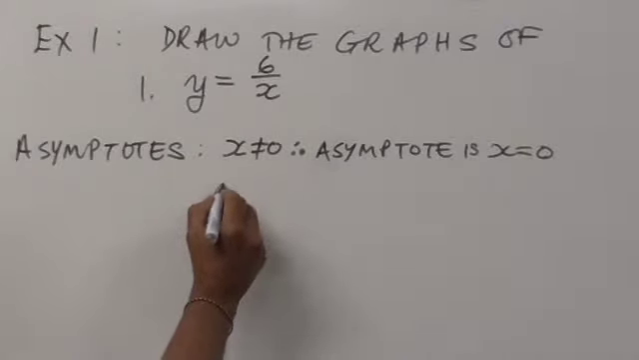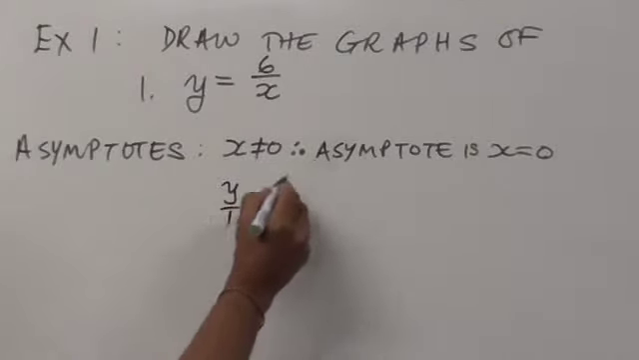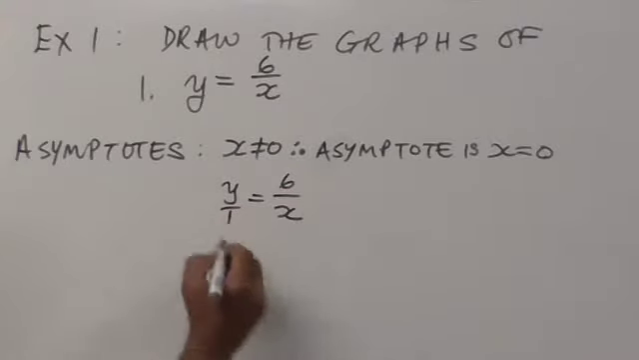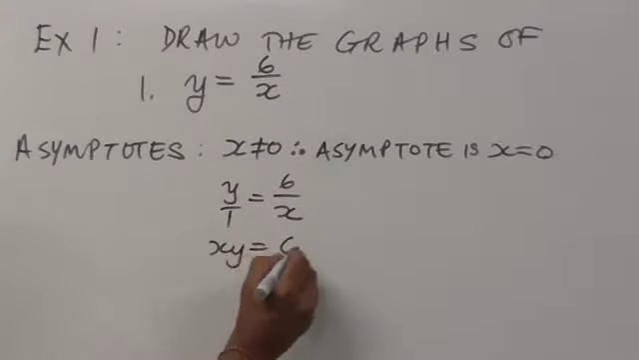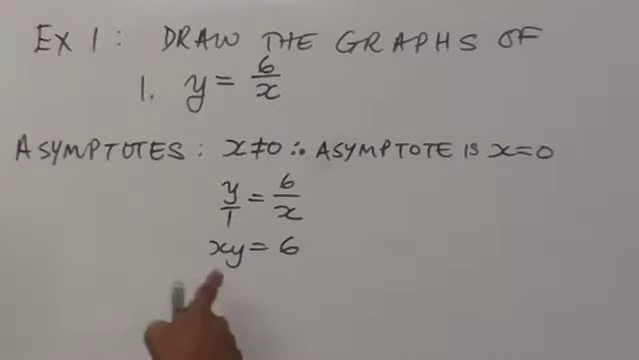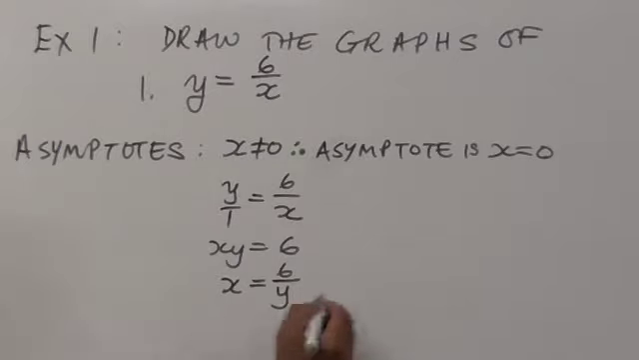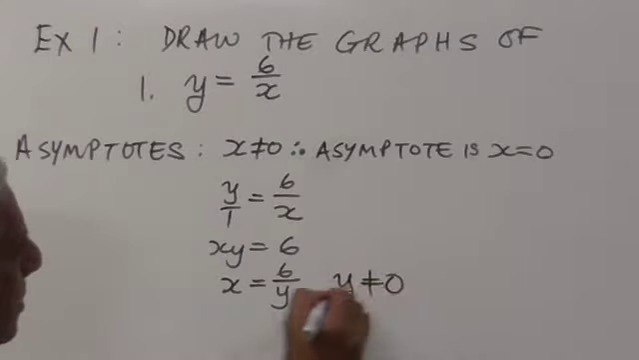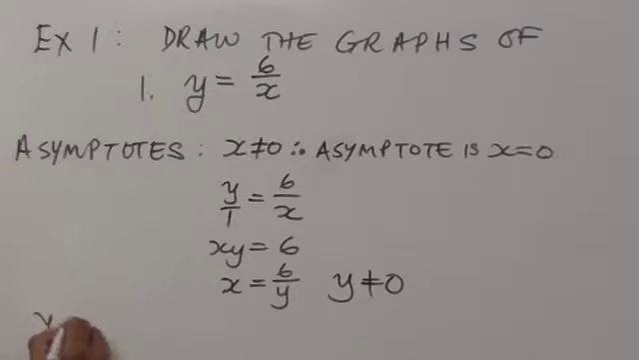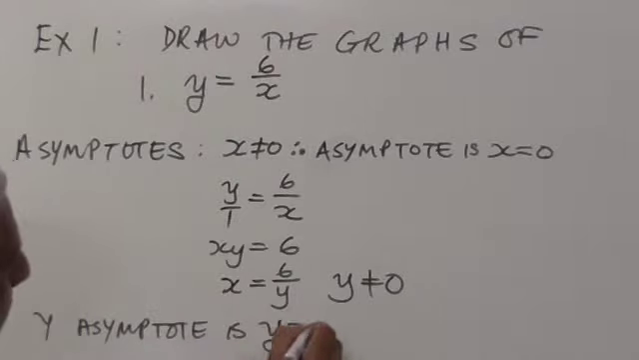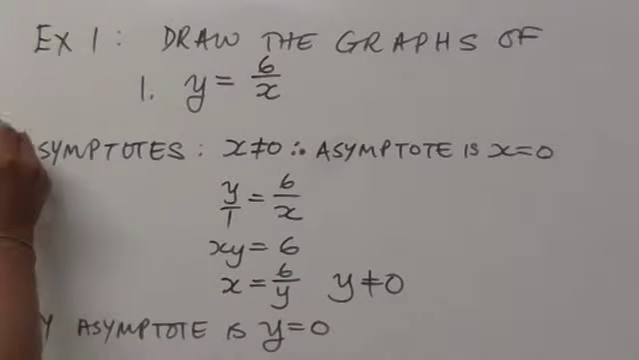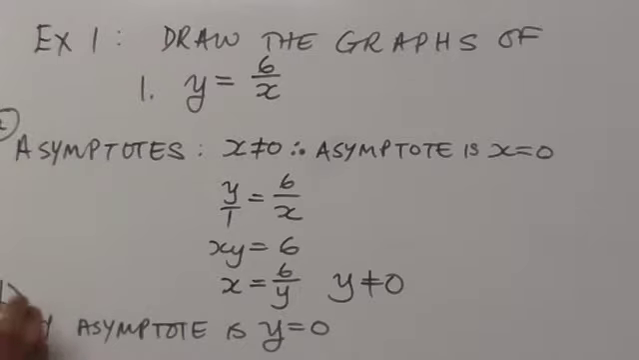for y over 1 equals 6 over x. Cross multiply: xy is equal to 6. Now you want to make x the subject of the formula. So you got that. Now you can see clearly that y cannot equal 0. So the y asymptote is y equal to 0. Let's call this A, let's call that B.